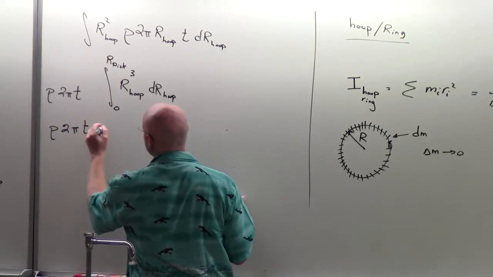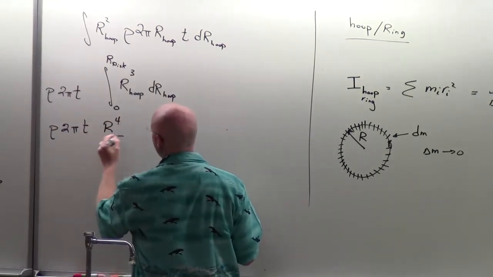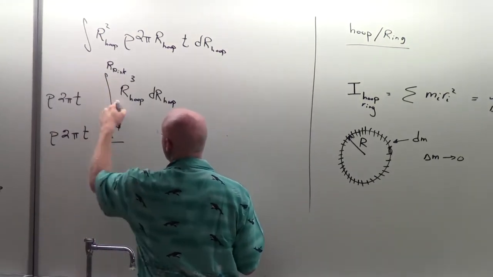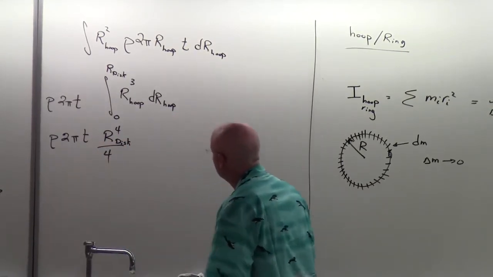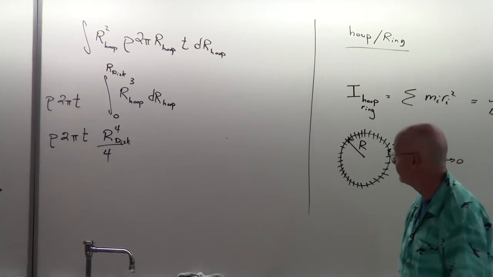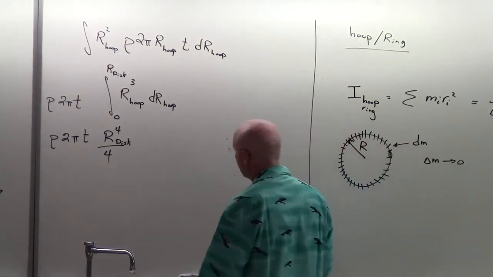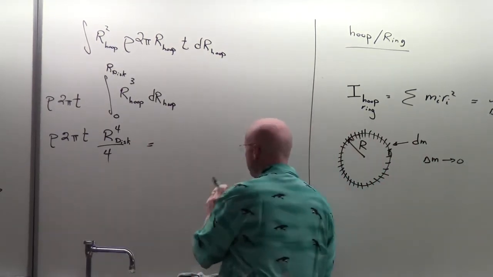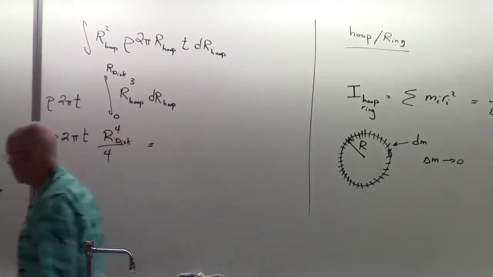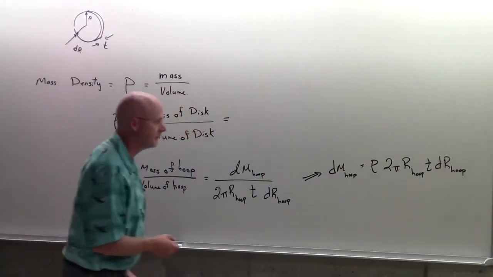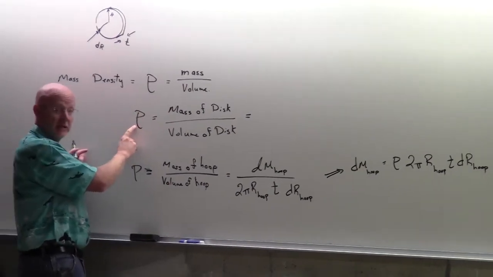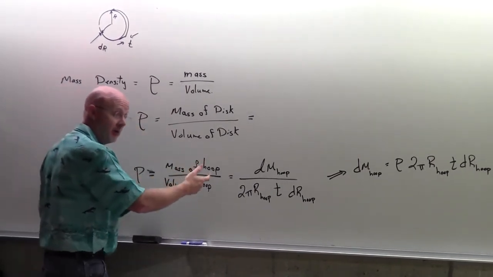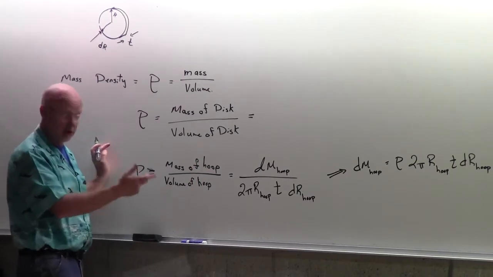Because once I do this, this just becomes r to the 4th over 4, evaluated from the radius of the disk to 0. And there's probably one more step worth taking. It comes back to the beginning. I kind of threw this new symbol out here, density, to help me get through the problem. Let's get rid of it before we finish it.